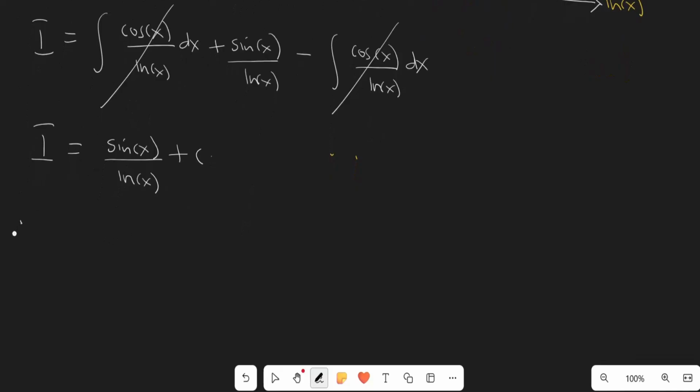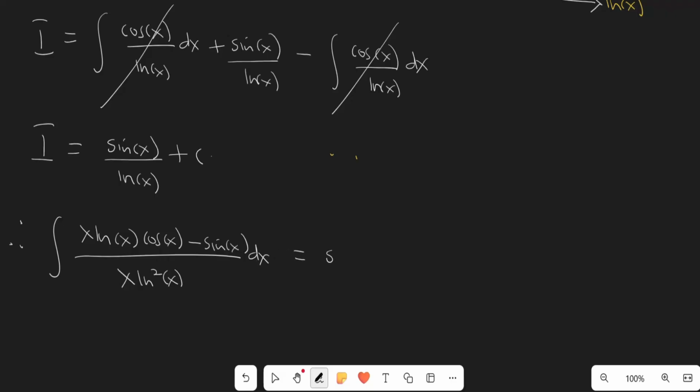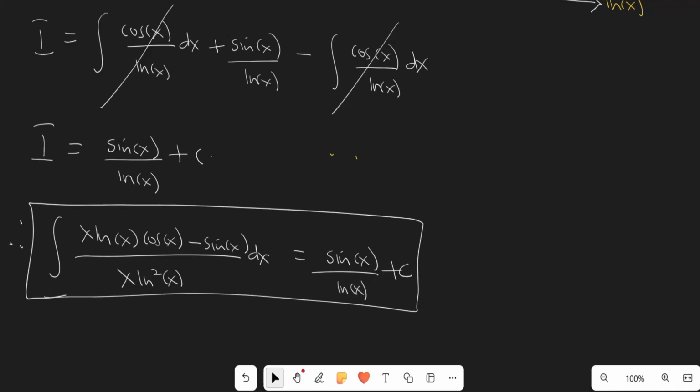Therefore, if we integrate x ln of x cosine of x minus sine of x, all this divided by x ln squared of x dx, this simplifies to sine of x all over ln of x plus the constant of integration. This is the answer to our integral. That is how I can solve this integral.